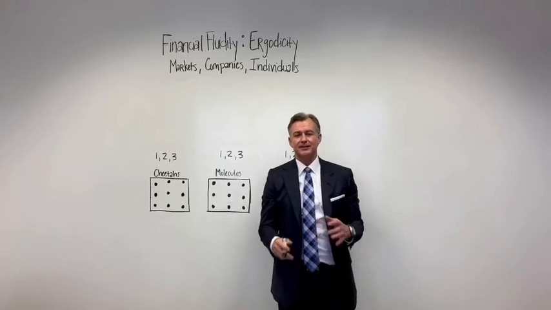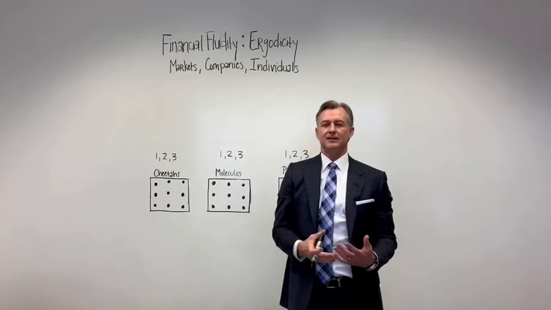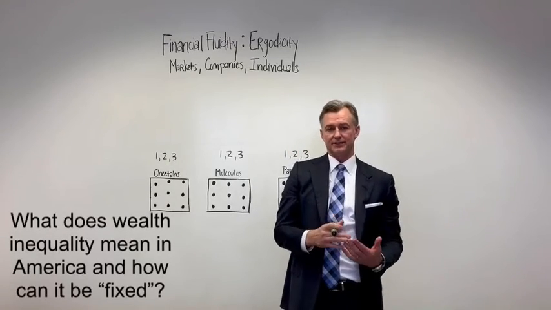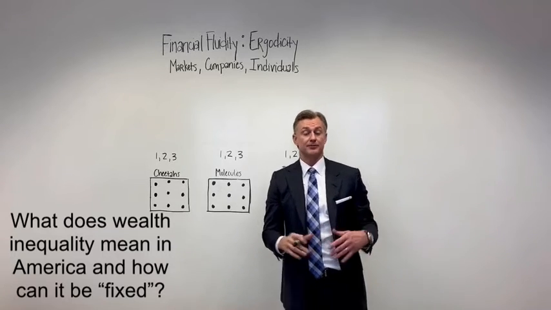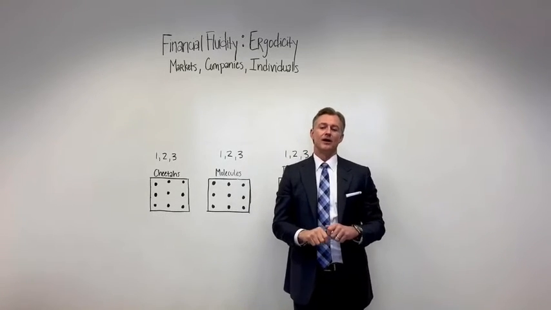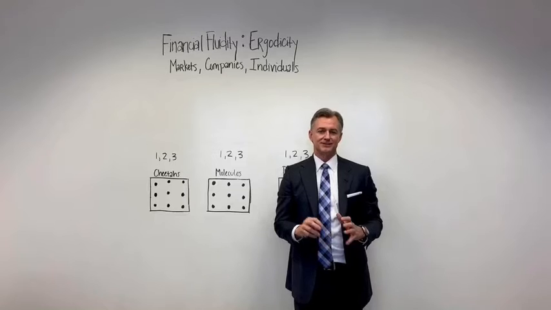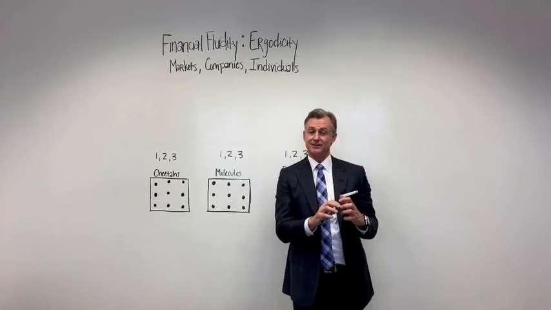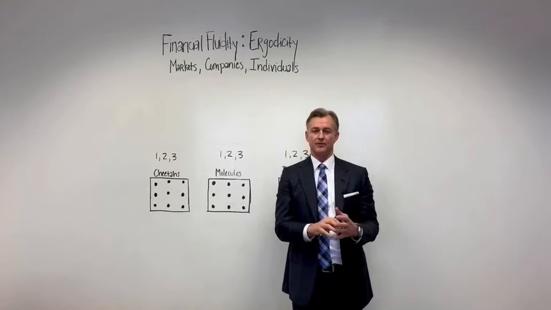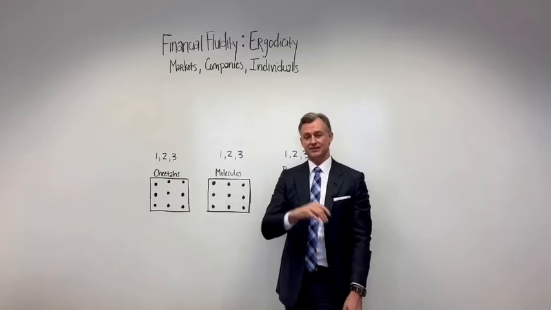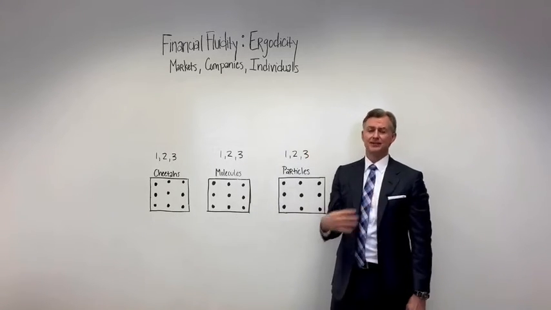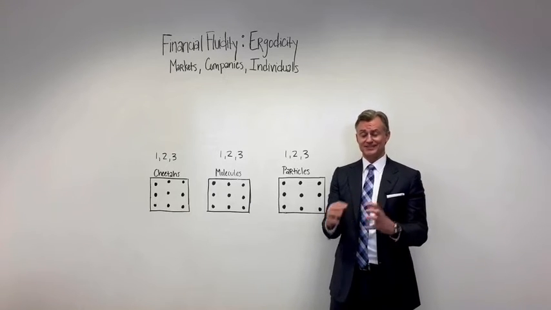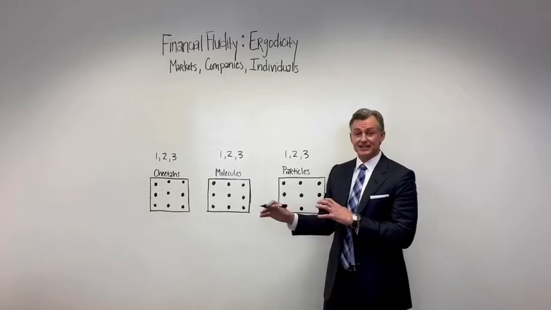individuals. There's a big topic right now of debate in America about wealth inequality and what that means and how to fix it. So if a system is static, then maybe it does need to be fixed. If a system is ergodic, then you might think differently about wealth inequality. So we're going to talk about all those things in the next videos, but today, let's talk about what ergodicity is.